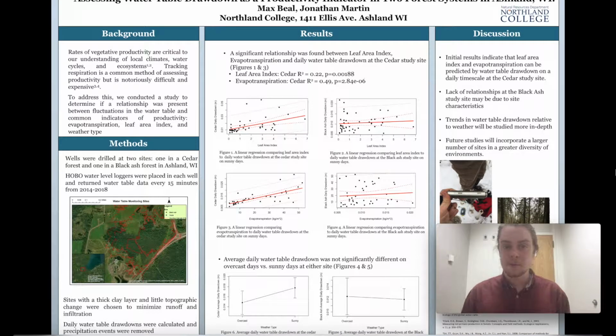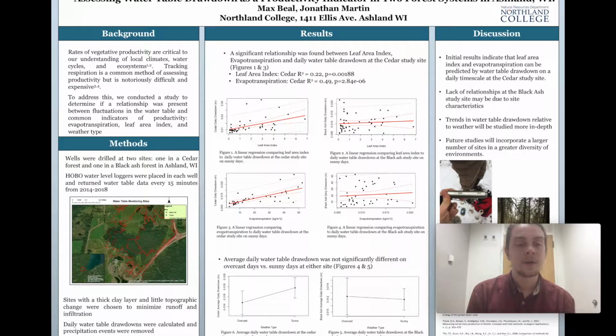Hi, my name is Max Beal, and I'm a student at Northern College in Ashland, Wisconsin. And today I will be presenting a research in progress poster on our assessment of water table drawdown as a productivity indicator in two forest systems in Ashland, Wisconsin.